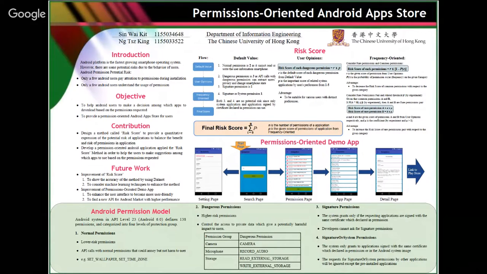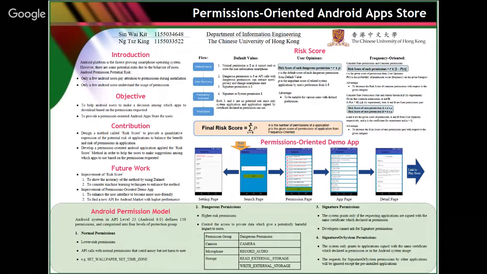In the detail page, it shows the information of the selected application, for example, the application category, the name of the query, or the application description. Moreover, there is a link to the Google Play Store, so that users can click the link to go to the Google Play Store for downloading. Finally, let me introduce our future work.